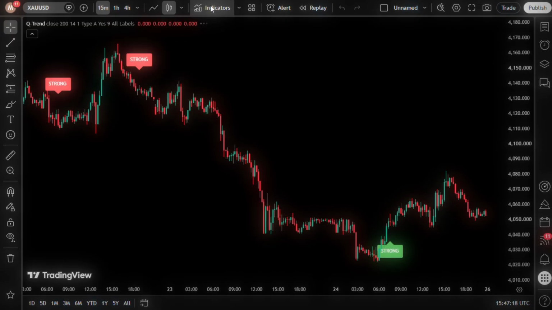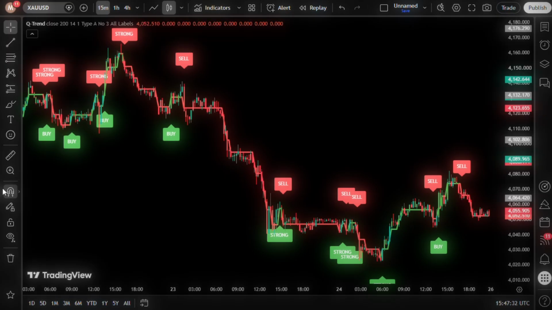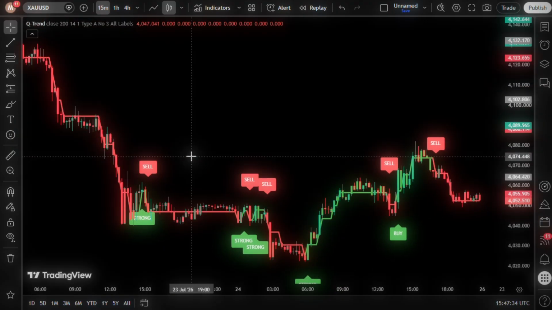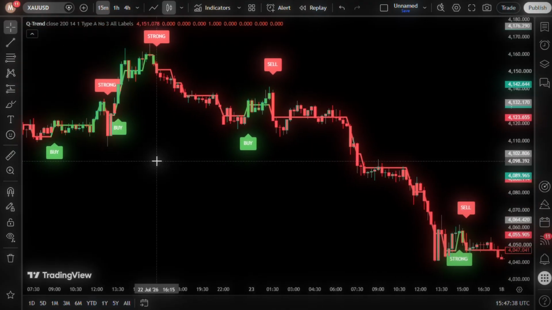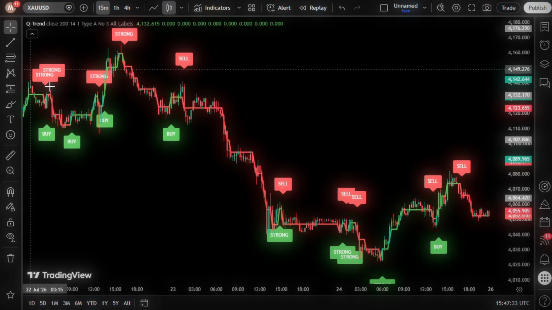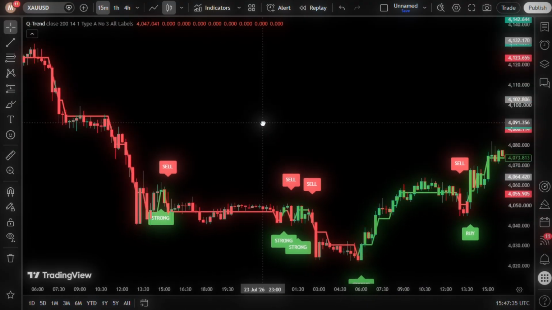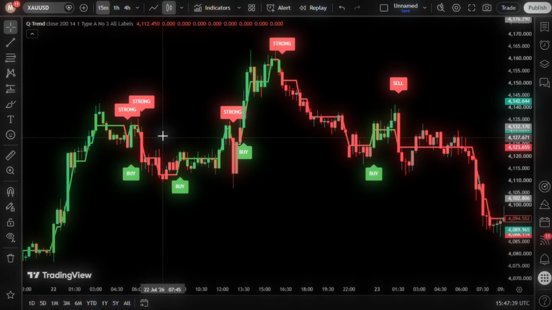Open your TradingView chart, click on Indicators, and search for QTrend. Add it to your chart. This indicator sits right on top of the price, and it prints buy and sell signals for you. The math behind it uses something called ATR, which simply measures how much the price is moving. You do not need to understand the formula, you just need to know one thing. Out of the box, this indicator gives you far too many signals, and many of them are fake.